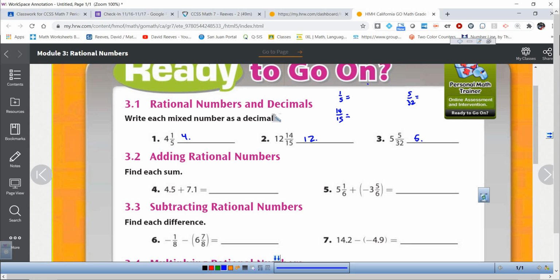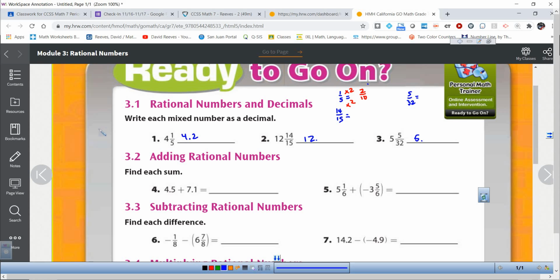All right, so just a reminder, decimals are powers of 10, right? So when I look at 1/5, I say, well, I can quickly make that a power of 10 by multiplying the top and bottom by 2, right? And when I do that, I get 2/10. So 1/5 is equal to 2/10, and of course 2/10 is 0.2, right?